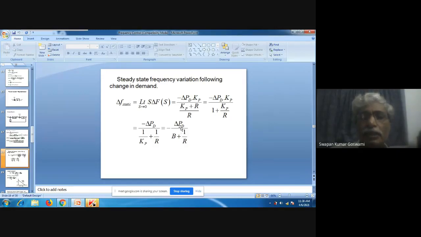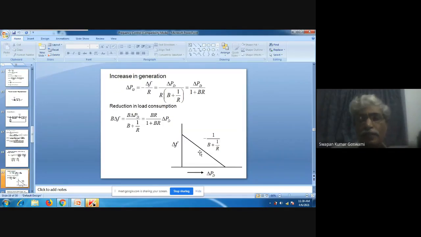For increased power demand, frequency will decrease. For decreased power demand, frequency will increase. And how the frequency will increase or decrease is given by this expression, delta F equal to minus delta Pd by B plus 1 upon R. So these characteristics we can now draw here. This is very similar to what we have done previously for the governor alone. Now it is not the governor alone, it is the total system. Along with the action of the governor, there is the action of the load also.